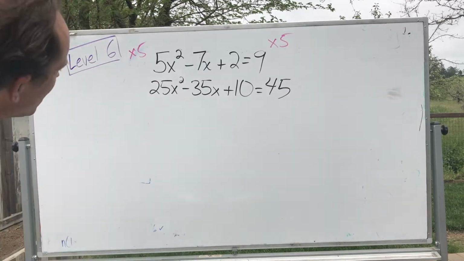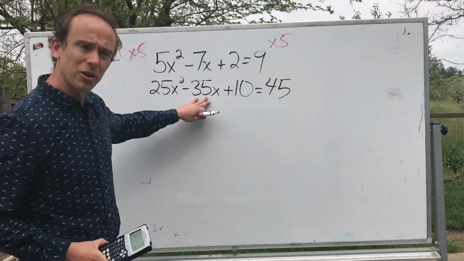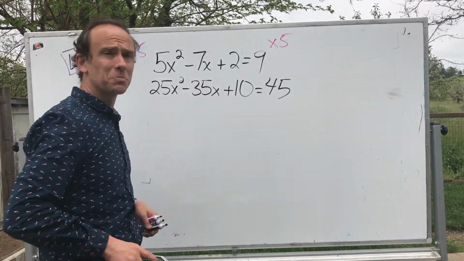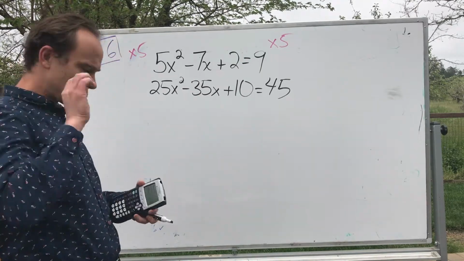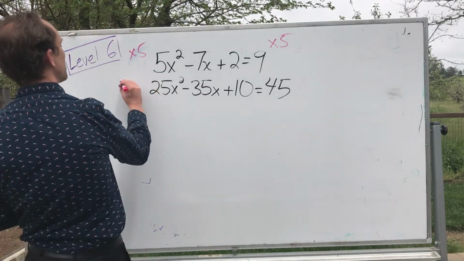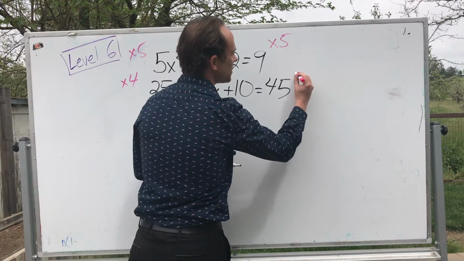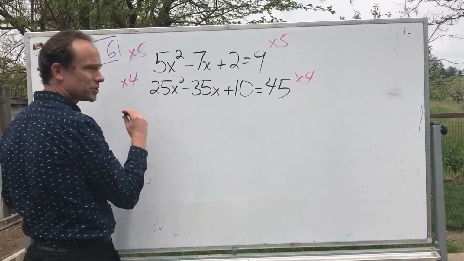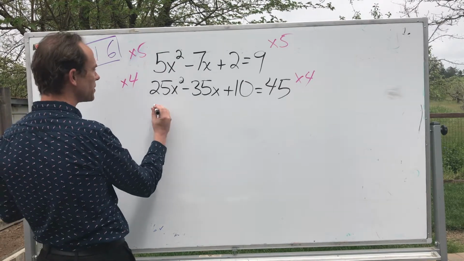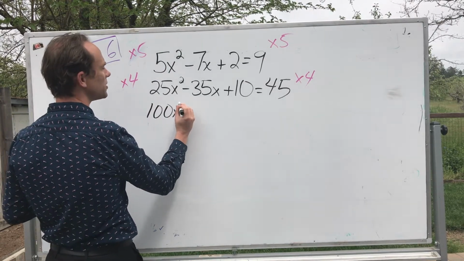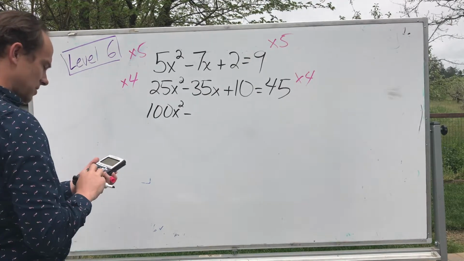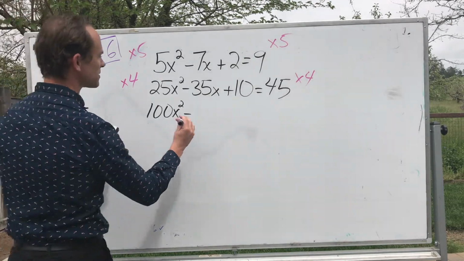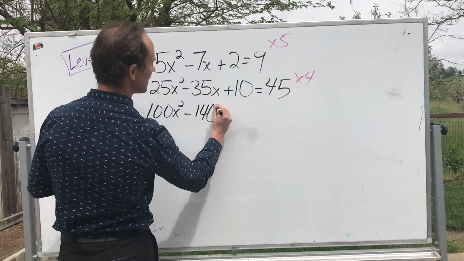All right, well, let's keep it up. 35, we know the next step. Multiply everything by 4. That's it. No problem. Again, the numbers might start to get larger, but that's actually okay for us. 100x squared. 35 times 4 gives us 140.